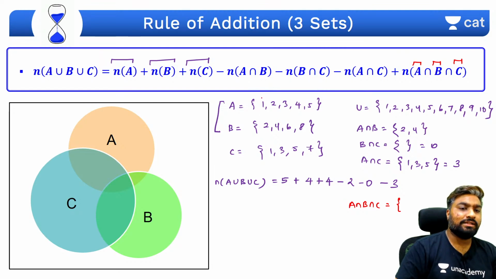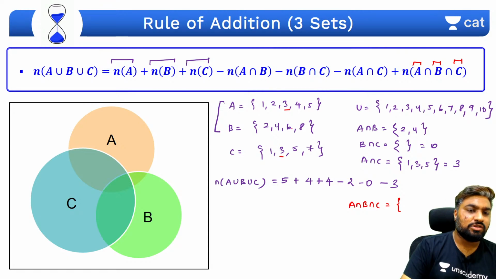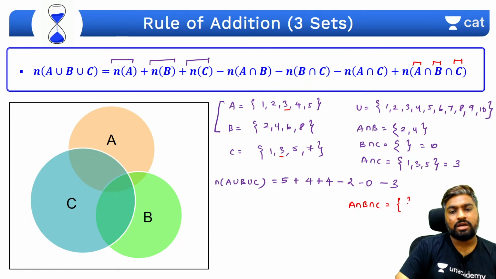Anything common to all the 3? Does 1 belong here? No. 2? No. 3? No. 4, 5, 6, 7, 8. There are sets that do not have any one of these, right? 3 is only common for A and C. In B, it's not there. 3 doesn't belong in B, right? So this again becomes what? A null set, 0. Yes, plus 0.